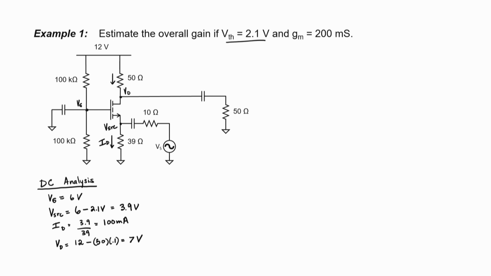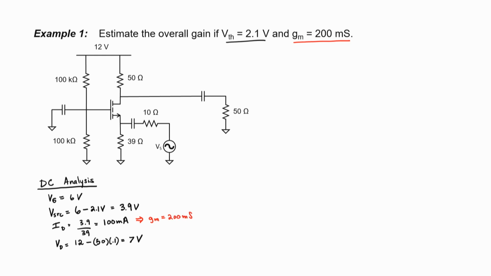So it looks good. The transistor's properly biased in the saturation region, and now we can move on to the AC analysis. In this problem, we're given the transconductance, but in general, we would have to use our DC drain current to extract the transconductance from the transistor's datasheet. Sometimes these aren't very accurate, by the way.